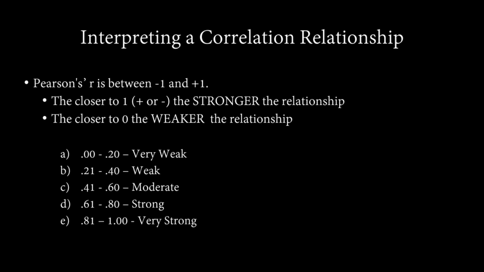Now, there are ways of interpreting a correlation. First of all, Pearson R, and we can also see a non-parametric Spearman, is between -1 and +1. The closer to -1 or +1 the Pearson R correlation is, the stronger the relationship. The closer to 0, the weaker the relationship. So if you get a Pearson R which is between 0 and 0.2, it's a very weak relationship. If it's between 0.81 and 1, it's a very, very strong relationship. And you can see along this scale all the options that exist.